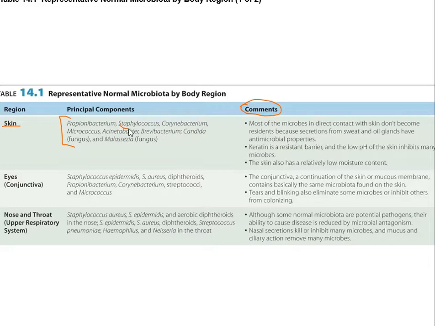But for example, Staphylococcus, Micrococcus, remember how they're halophiles? The Candida is also halophile. So they don't mind the low moisture of your skin. In this case, they would survive in your skin without any problem. Okay, they thrive in these conditions because they are halophiles.